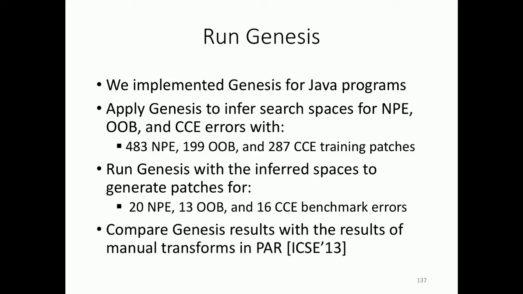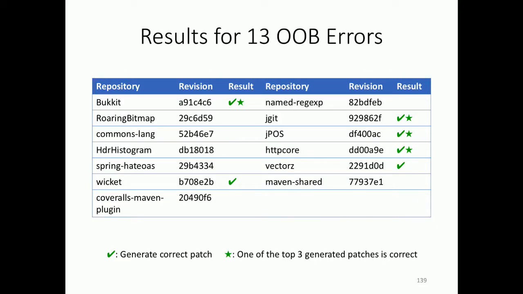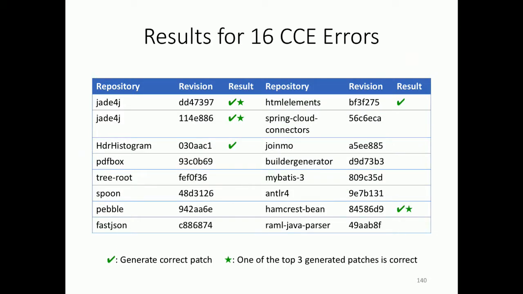So here are the results of Genesis for NPE errors. For the 20 NPE errors we collected, we managed to generate correct patches for 13 out of 20. That means semantically equivalent to the later developer patches. And we have a similar result for out-of-bounds errors. We generate correct patches for 6 out of 13. And we generate correct patches for 5 out of 16 for class-cast exception errors.